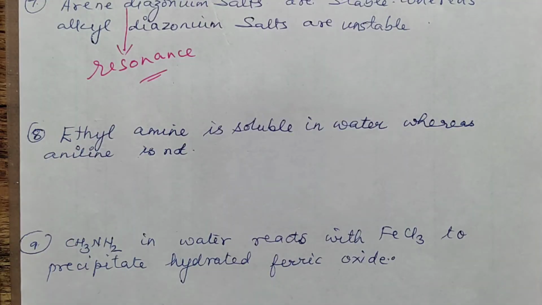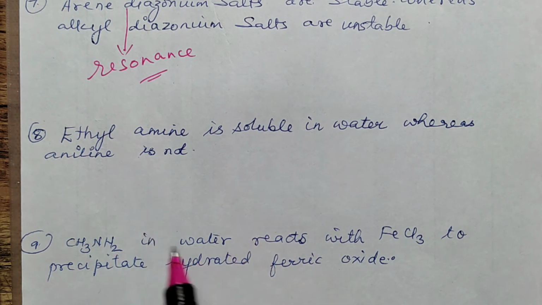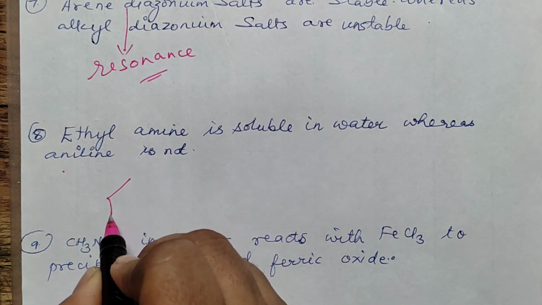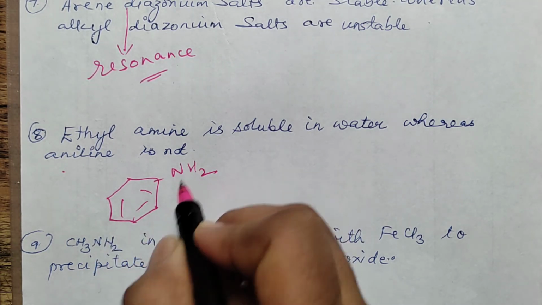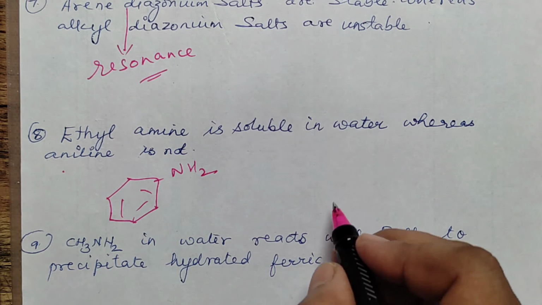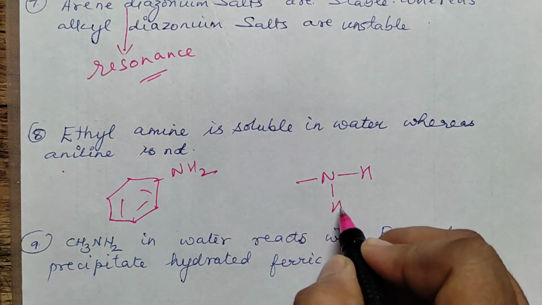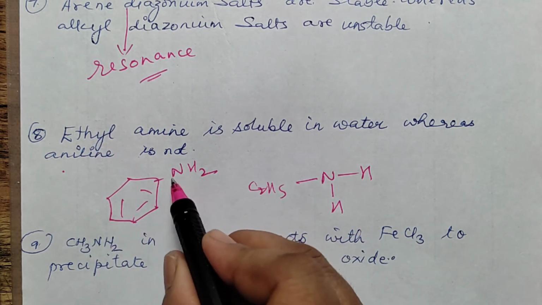Moving on to the next question. Ethylamine is soluble, whereas aniline is not soluble. Why? Because in aniline there is a hydrophobic part. The ring is there. Due to the presence of the ring, the H bonding will not be strong. So do not think that both are having an NH2 group. Okay, if it is ethyl, this will be C2H5. If it is aniline, it is the ring.